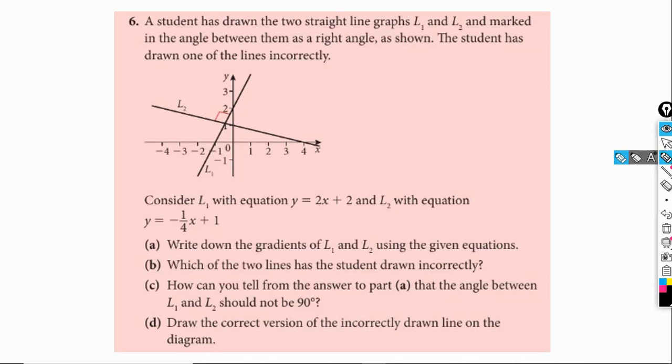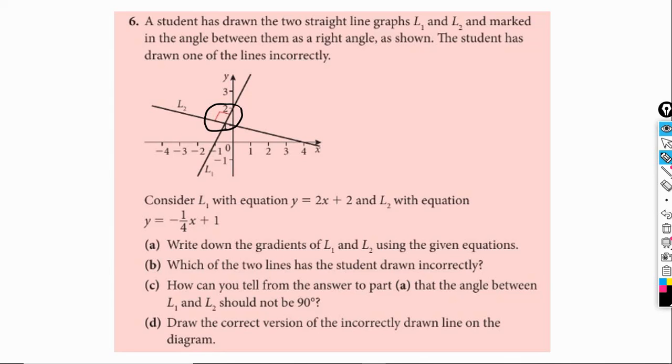Okay, so now we're going to work on question number 6. Number 6 says a student has drawn two straight lines, graphs L1 and L2, and marked in the angle between them as right. So he's marked this angle here as a right angle. Now this looks kind of crooked, doesn't it? I don't think that's a right angle. So let's see what happens here. The student has drawn one of the lines incorrectly. Okay, which one, I guess?